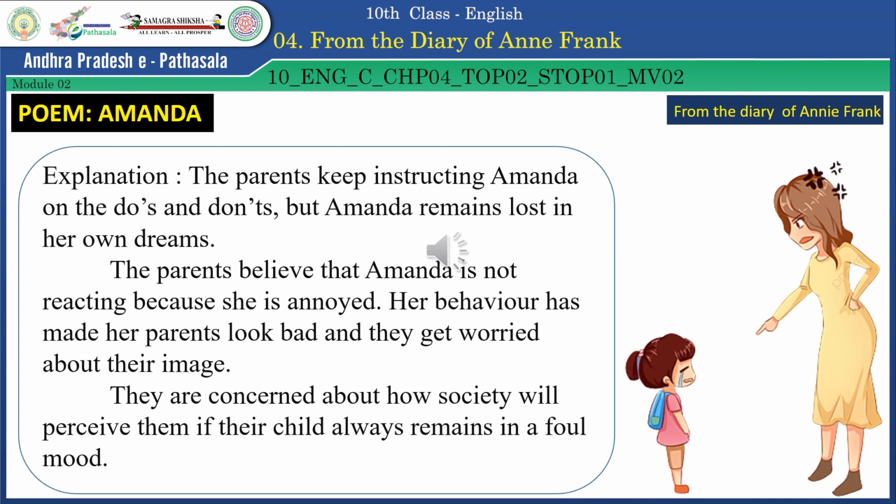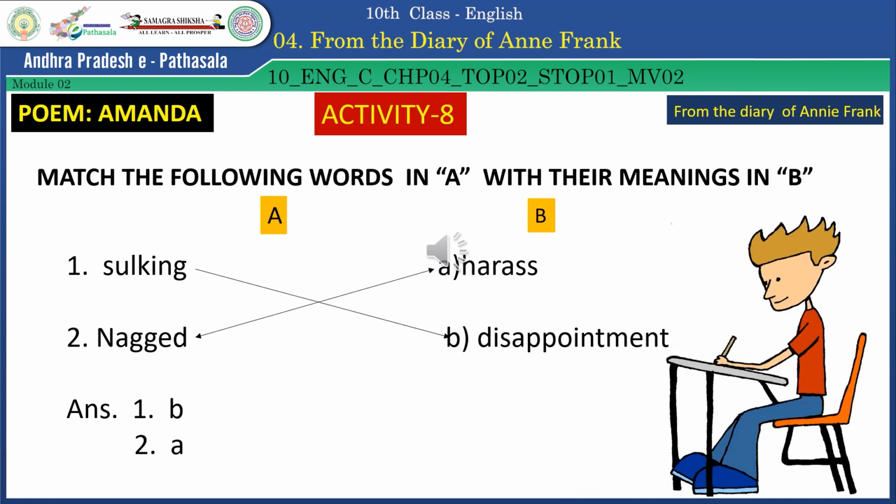Children, let's do an activity. Here we go. Match the following words in A with their meanings in B. The words under A are sulking, nagged. The words under B are harass, disappointment. Well done, children. You matched the words very perfectly. Answers are 1 B, 2 A. Let's move on, children.